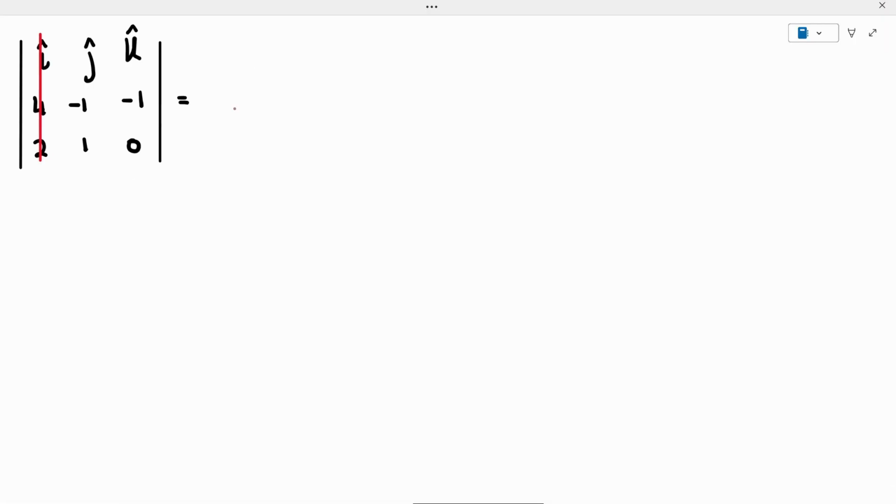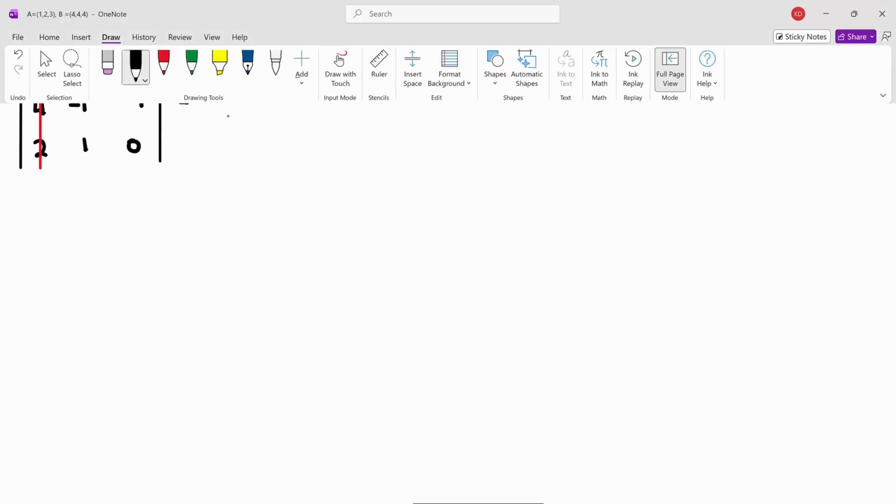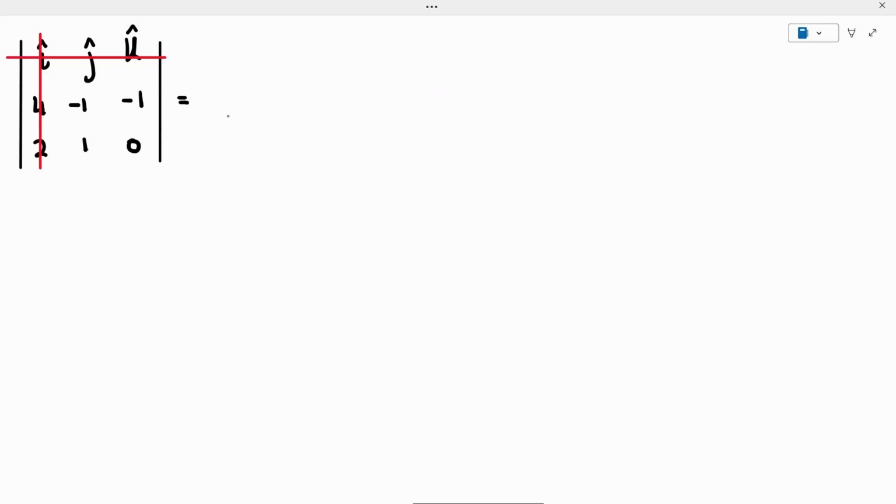Right, so first I'll block out that first column and the first row. And what do I have here? I have minus 1 times 0, which is 0, and minus 1 times 1, which is minus 1, I. I switch the sign, so minus.